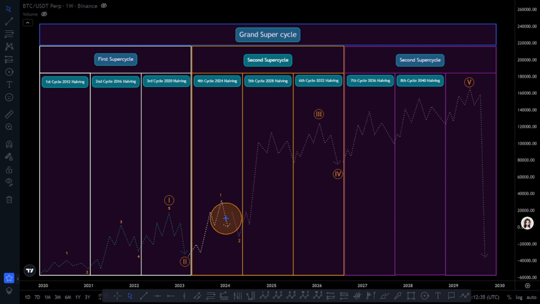The first halving occurred in 2012, followed by the second in 2016, the third in 2020, and the fourth in 2024. According to Elliott wave theory, there should always be a completed 5-wave count followed by a 3-wave correction to complete one full cycle. Each cycle forms part of a larger supercycle that eventually completes a grand supercycle.